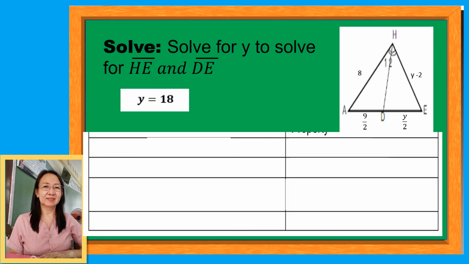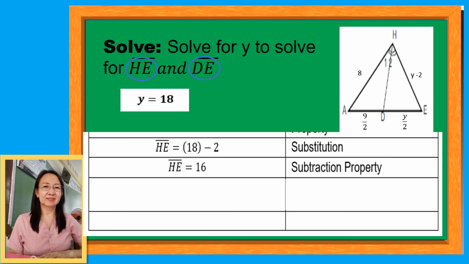Now, since the value of y is 18, we can solve now for HE. Then by substitution, using HE is equal to y minus 2. So since y is 18, 18 minus 2 by subtraction is 16. Now for the length of DE, by substitution, we have DE is equal to y over 2 and y is 18, so 18 over 2. Therefore, DE is equal to 9.